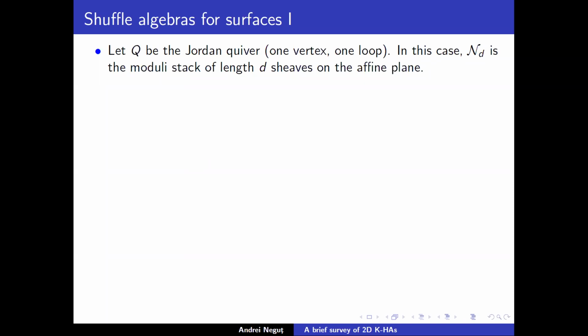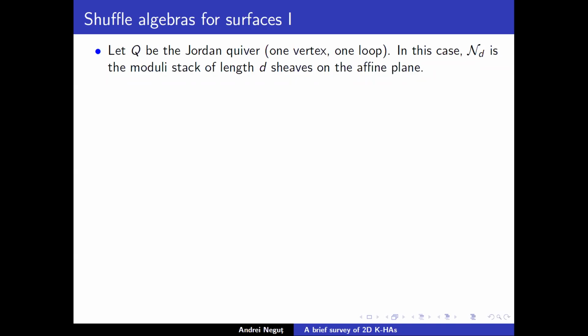And actually, you can see this on this slide. So in the case when Q is a Jordan quiver, so one vertex and one loop, it turns out that the stack I call ND is the same thing as the stack of sheaves on the affine plane. The plane, not just the line? It's torsion sheaves on the line. You have representations of the polynomial algebra.